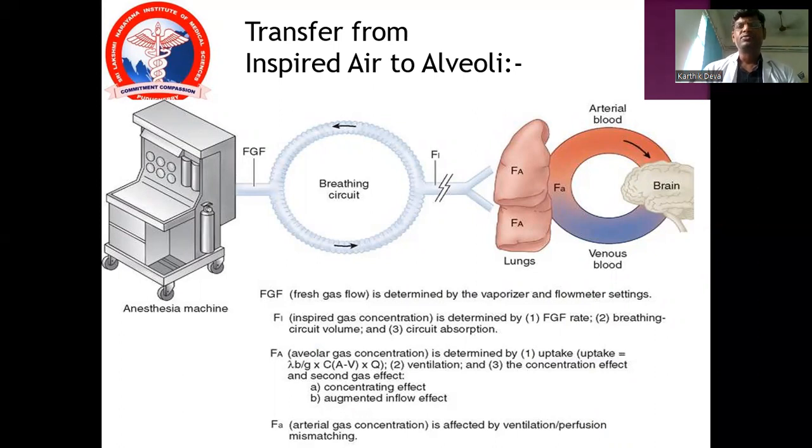Transfer of inspired air from the anesthesia machine to the alveoli. The fresh gas flow is determined by the vaporizer and the flow meter settings, whereas the fraction of inspired gas concentration is determined by the fresh gas flow, breathing circuit volume, and circuit absorption, whereas the fraction of alveolar gas concentration is determined by the uptake of the anesthetic agents and ventilation and the concentration and second gas effects. Fraction of arterial gas concentration is affected by ventilation perfusion mismatch.